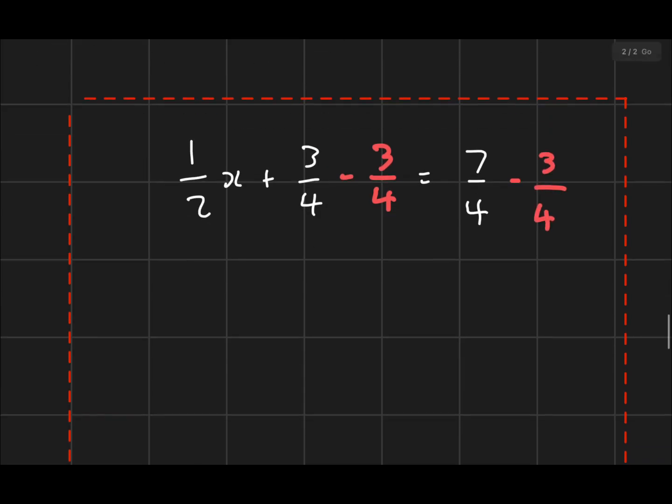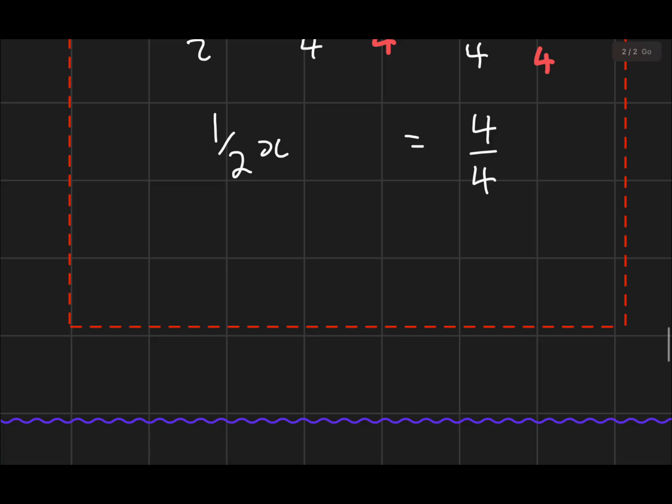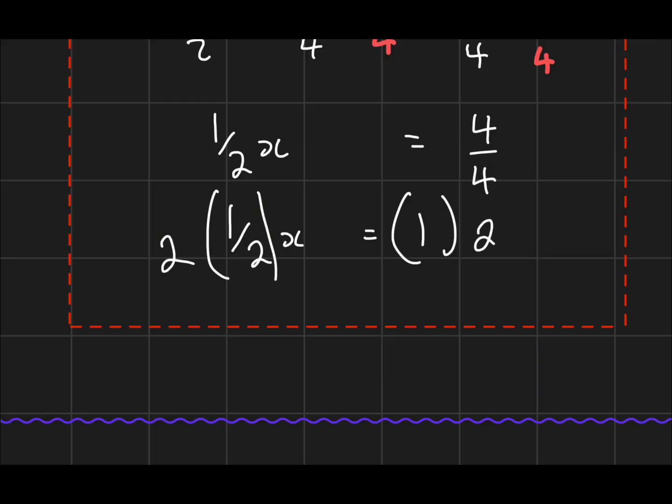Now what this gets us is 1 over 2x. 3 over 4 minus 3 over 4 is 0. And 7 over 4 minus 3 over 4 is 4 over 4. 4 divided by 4 simplifies to 1. And when we multiply both sides by 2 to get rid of that denominator, we can get x equals 2. Since these guys cancel out, and the 1 stays here with the x.